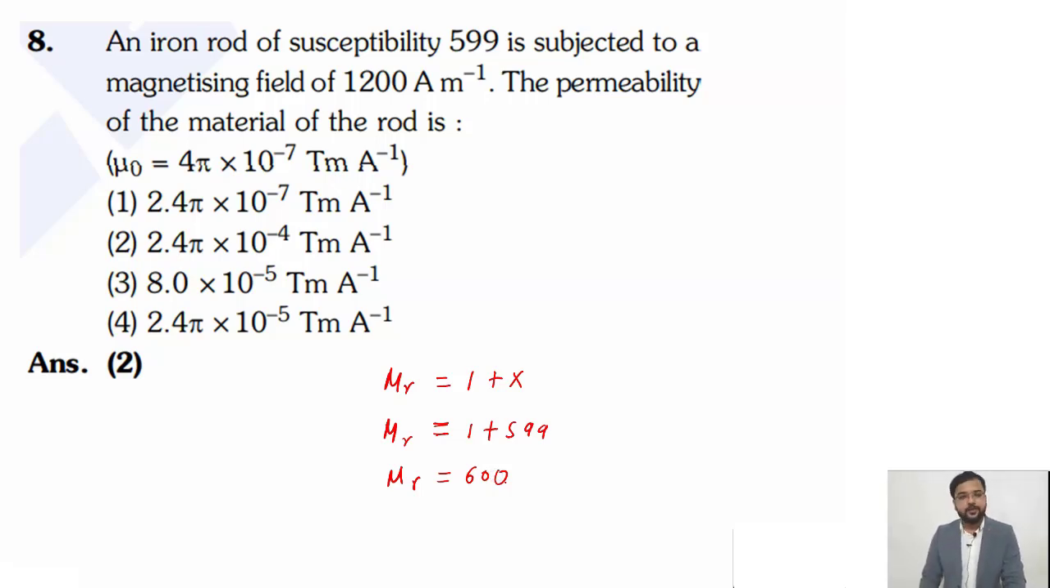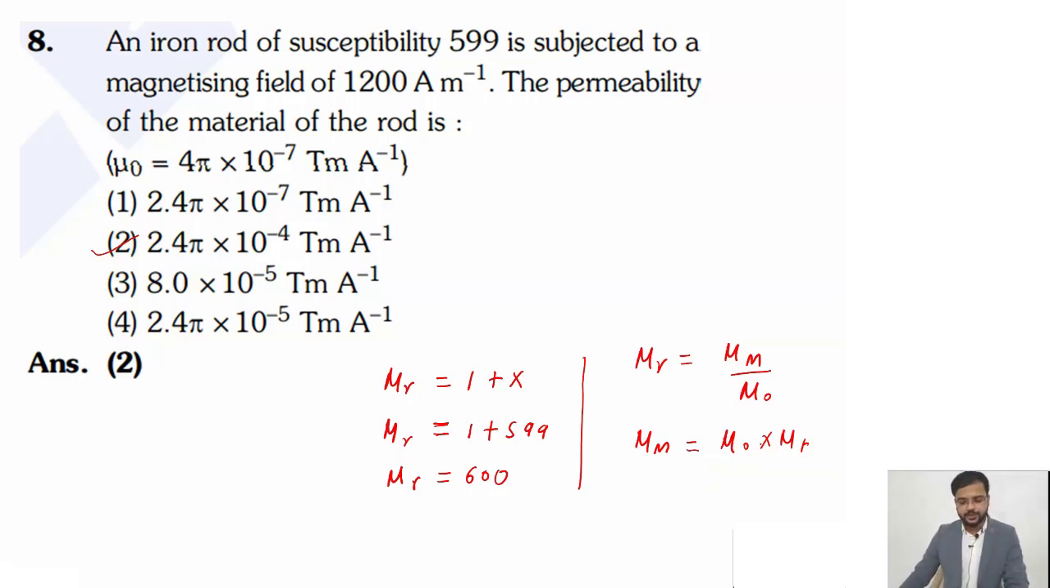We know one more thing: relative permeability can be written as the permeability of the material divided by mu naught. What we are finding here is mu m, the permeability of the material. So mu m equals mu naught into mu r. After solving this, you will get option number 2. So the second answer is correct here.